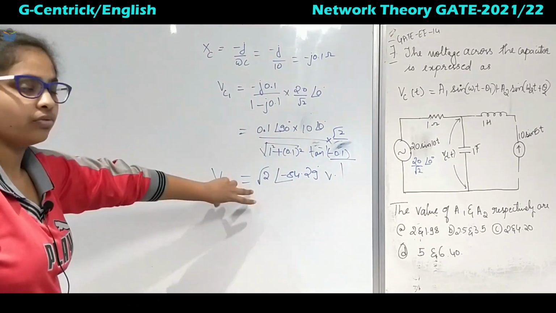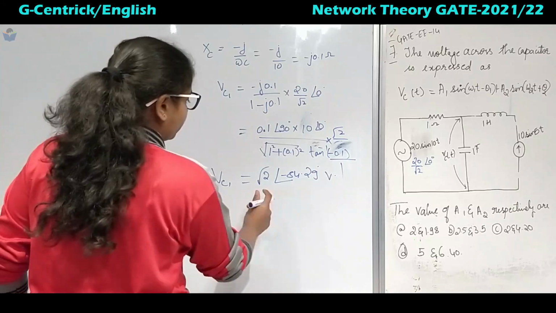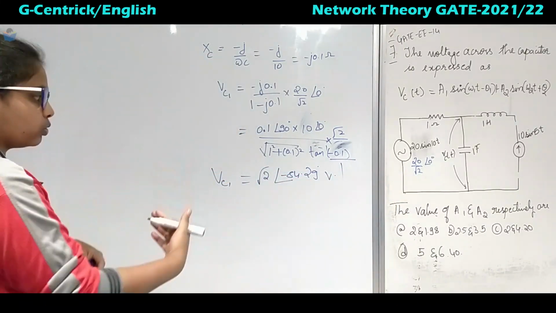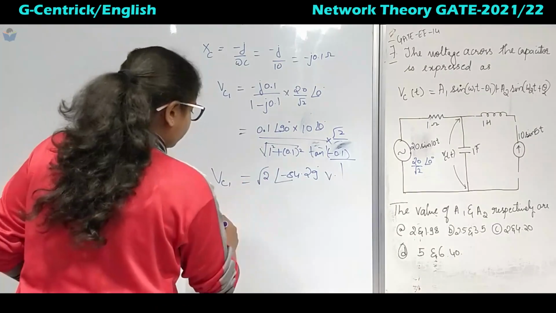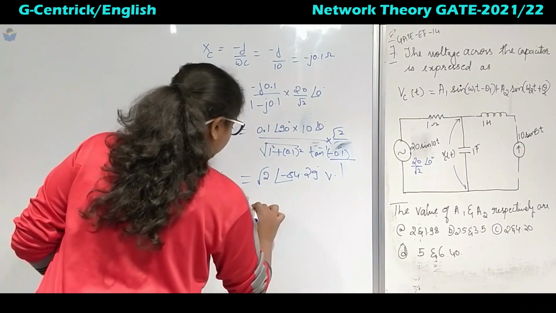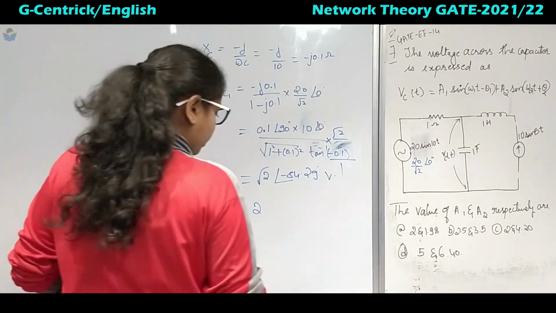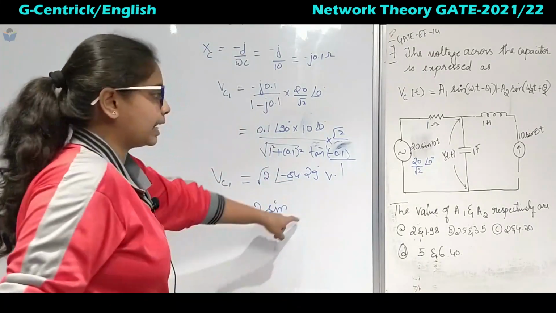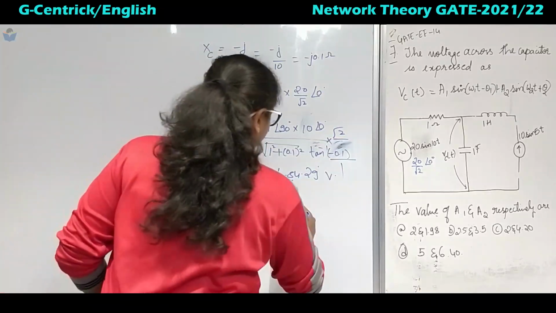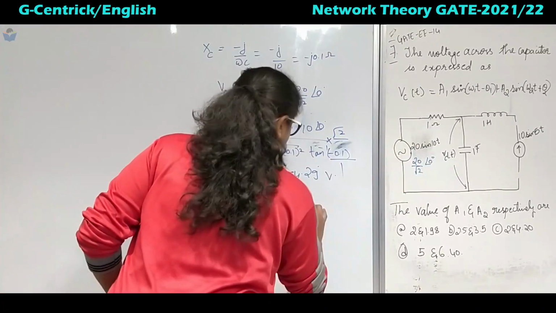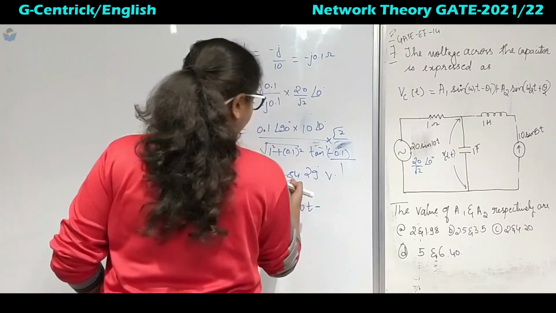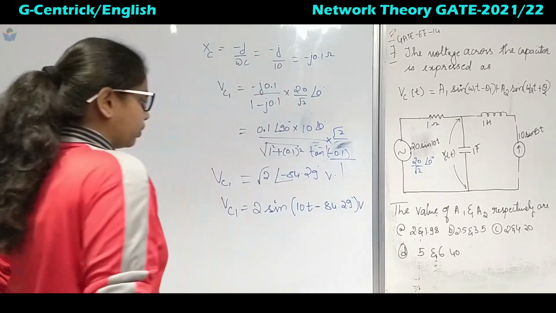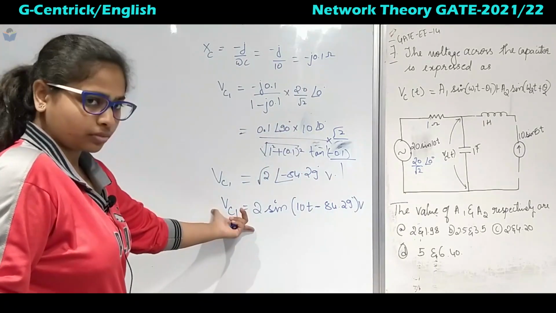We do not want it in phasor value; we have to take it in RMS. Since we divided by root 2, to get that back we will multiply by root 2. So we get Vc1 equal to 2 times, and what was the reference? We had taken sine at an angle of 0 degrees. So it will be 2 sin(10t minus 84.29) volts.